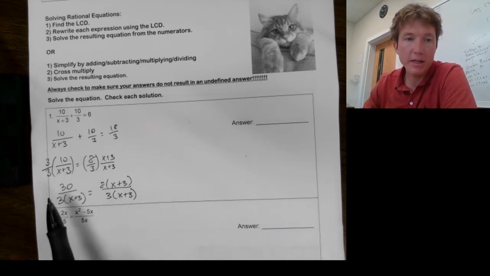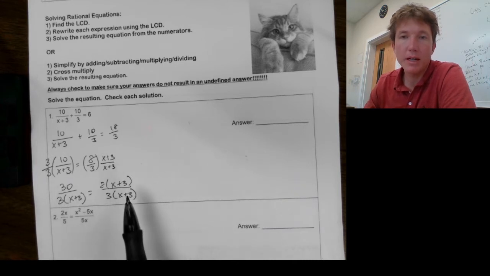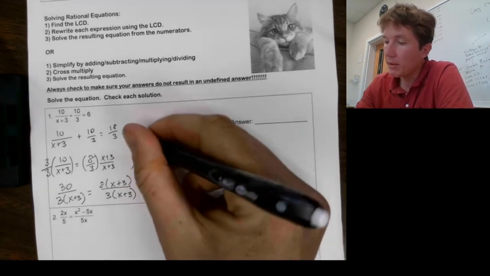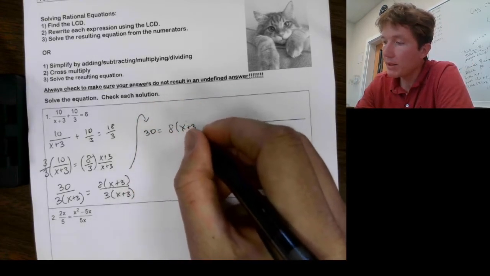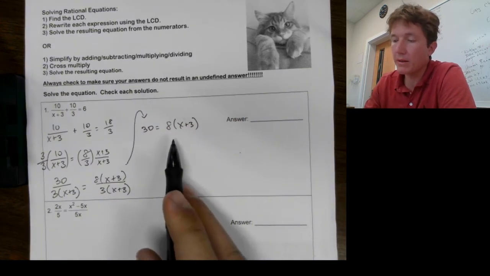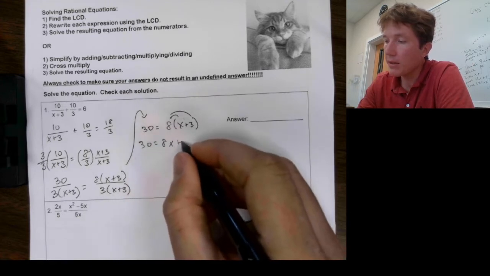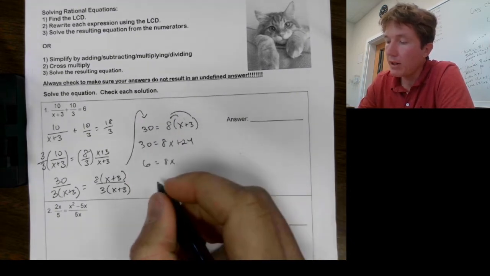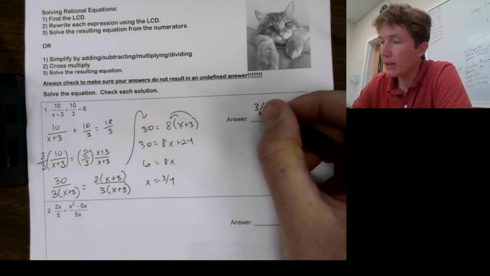Why? Because I can multiply both sides of the equation, the numerators, by 3 times x plus 3. And when you do that, the top and bottom, the 3 times x plus 3, all that will just cancel out. So, moving up here, what you have is 30 equals 8 times x plus 3. And we'll just solve for x here, so I'm going to distribute the 8. So I get 30 equals 8x plus 24, minus the 24 is 6 equals 8x, divide by 8, x equals 3/4, and then put that in for your answer.